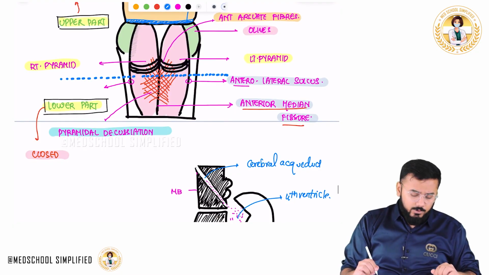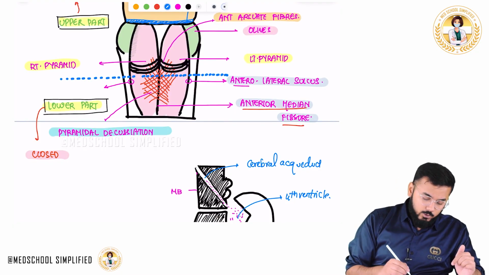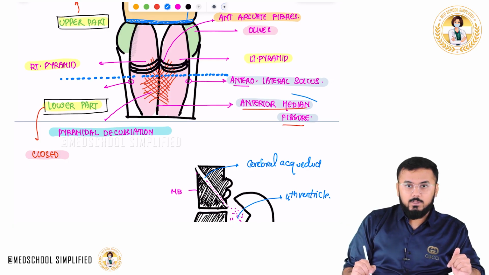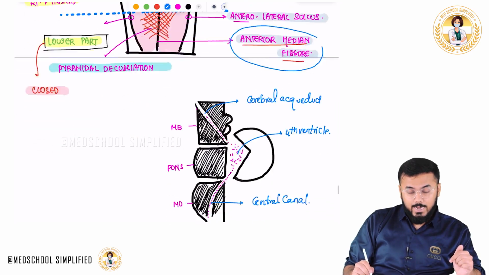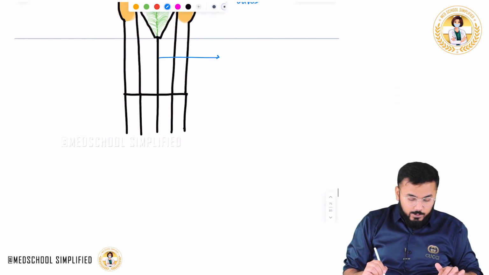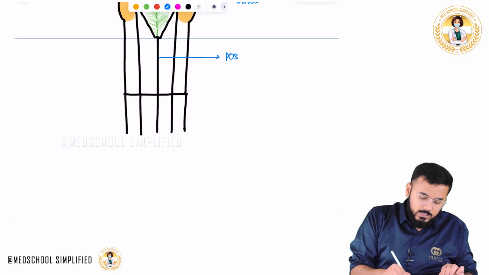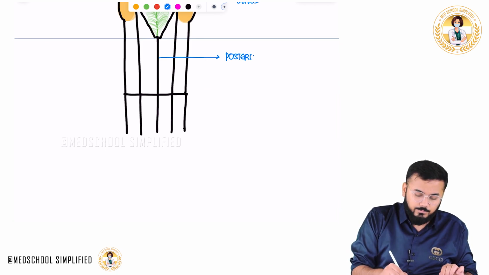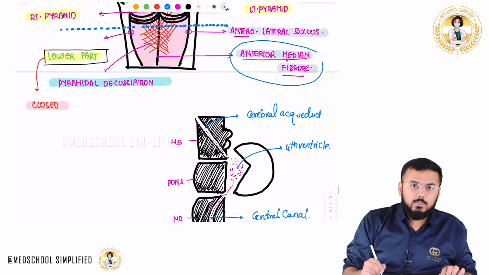So in the anterior view, between the two pyramids, you have got a central line over here. This central line is called the anterior median fissure, right? Anterior median fissure. Now the central line in the posterior view is called the posterior median sulcus. Posterior median sulcus.